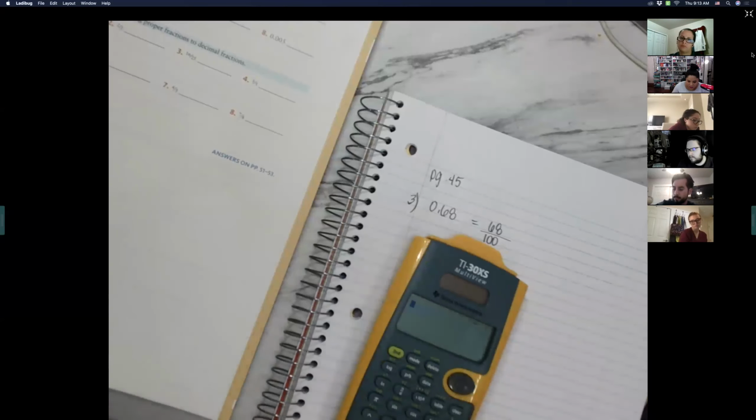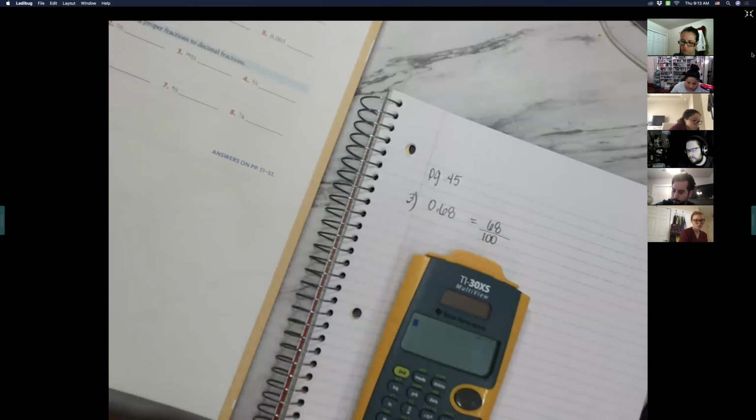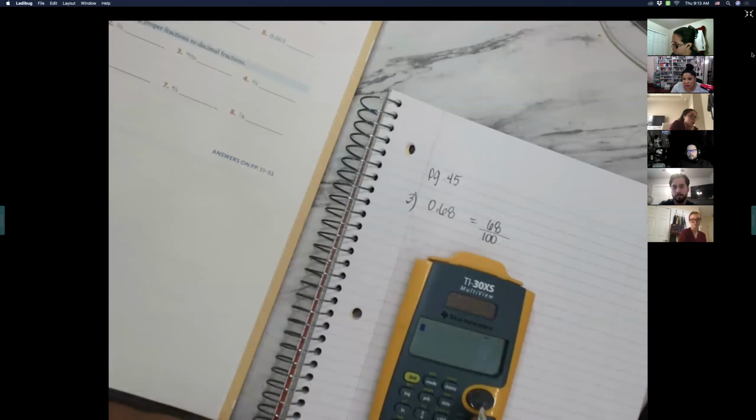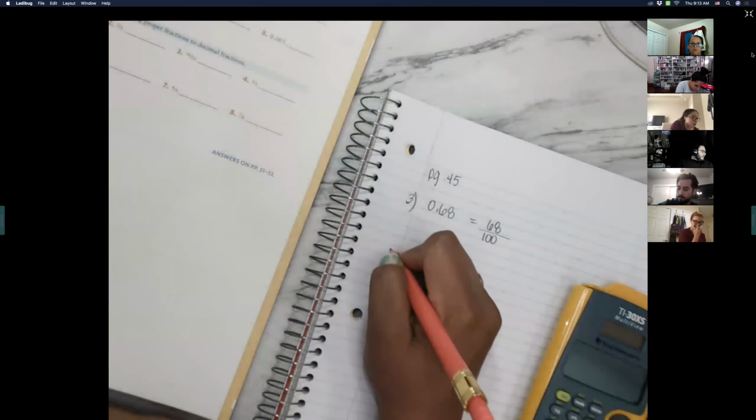And to confirm that that's the same thing, I can do exactly the same thing we've been doing. Take 68 divided by 100, and it gives me back the same decimal, 0.68. Okay, so it's really that easy. Whatever the decimal value is, you keep that value and you put it over the last digit place. Okay, so now let's do number 4.